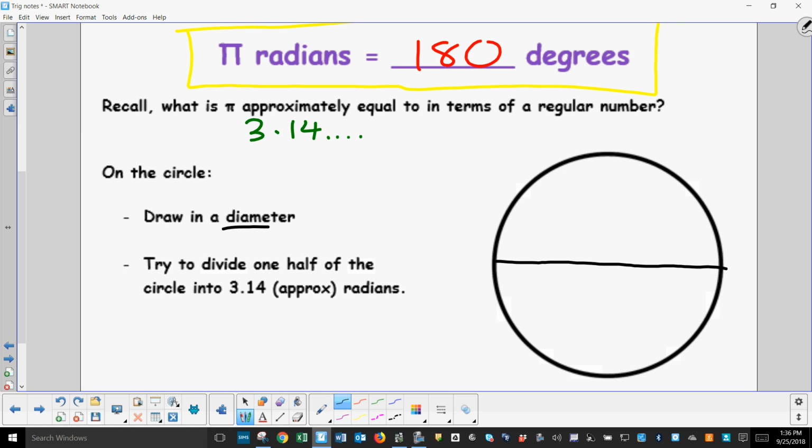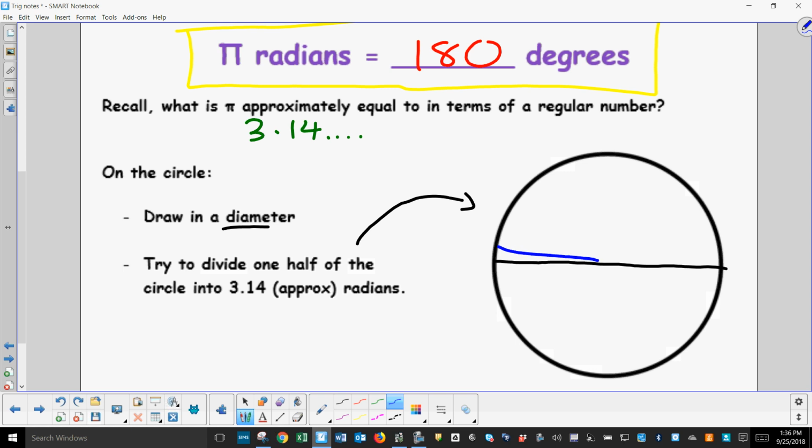And then try to divide half, I'll do the top half, you can do the bottom if you want, of the circle into approximately 3.14 radians, just to get an idea of how big 1 radian would be. So it means split this into just a little bit more than 3. So it's got a tiny little bit left over, which is the 0.14, and then 3 equal bits, isn't there? I have to do this on this dodgy board. So there'll be a tiny, tiny amount, which is like the 0.14.